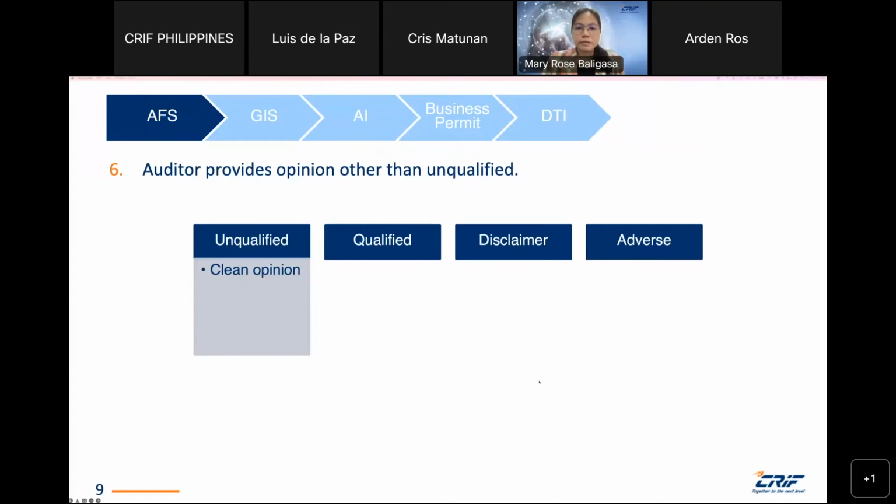So unqualified opinion is a clean report or a clean opinion. It means that financial statements present fairly in all material respects. Ibig sabihin, lahat tama according sa generally accepted accounting principles.